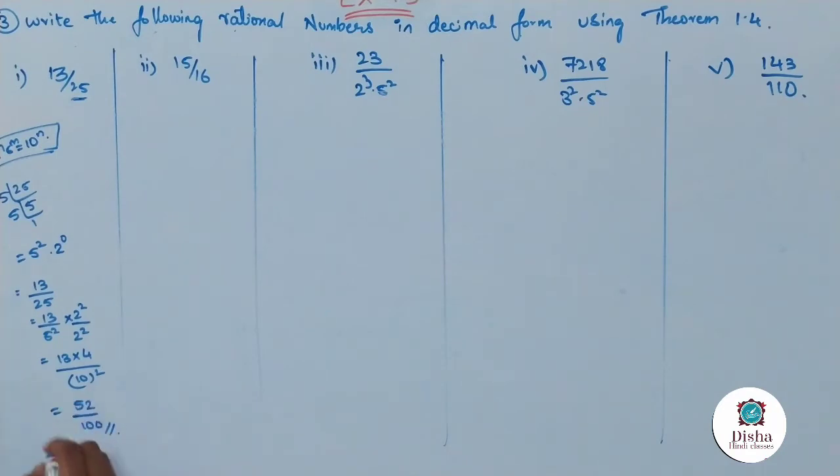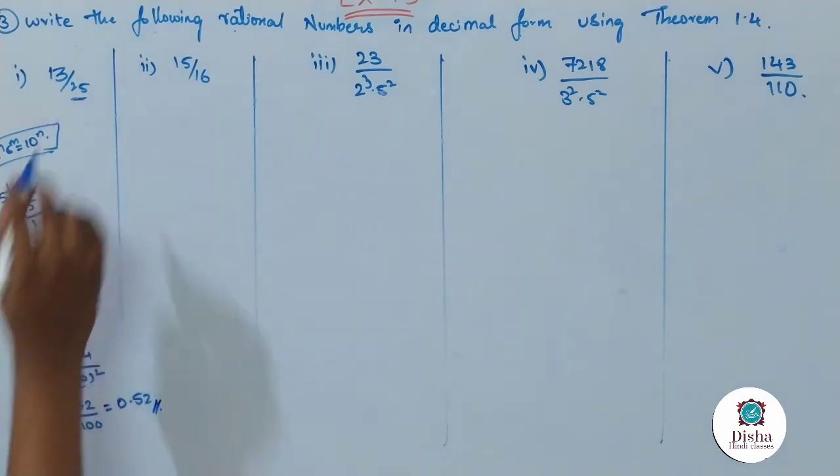So now if you further divide it, what you get is 0.52. So here we can take directly 0.52. So this will be the answer for 13 by 25.